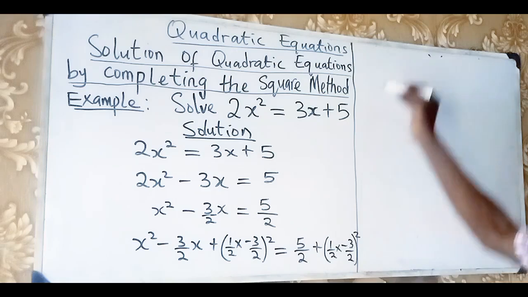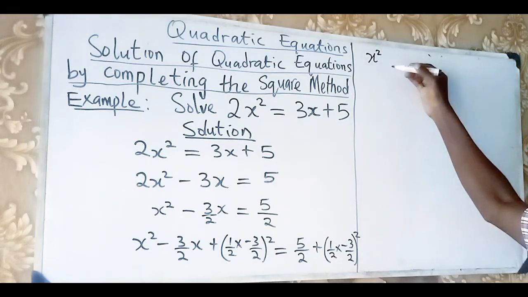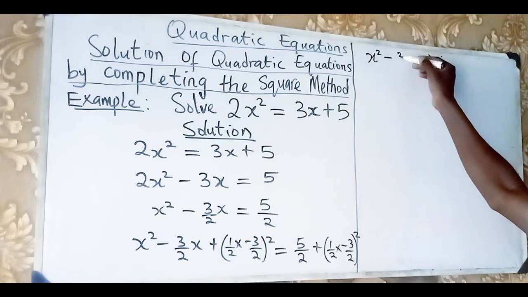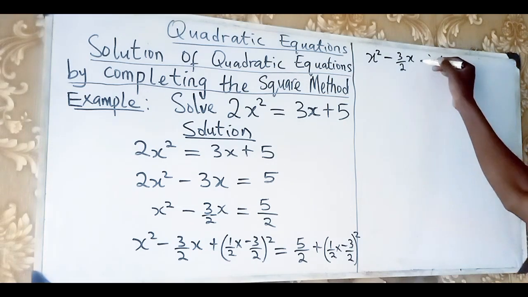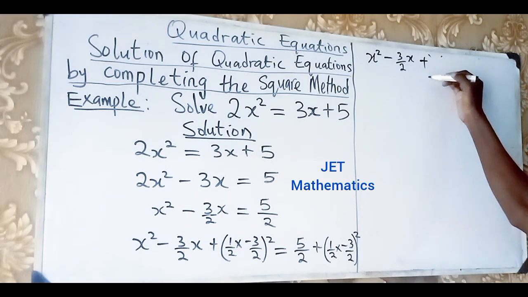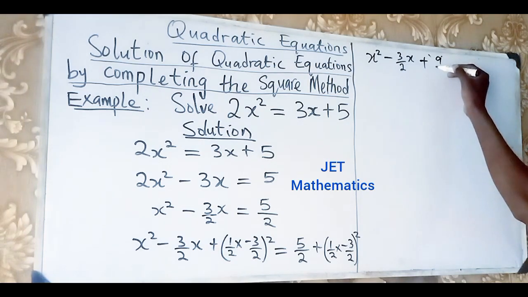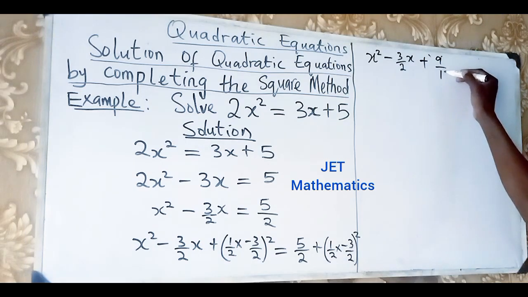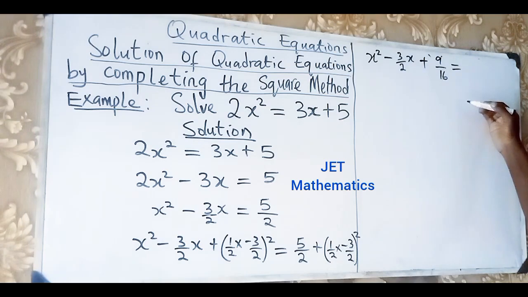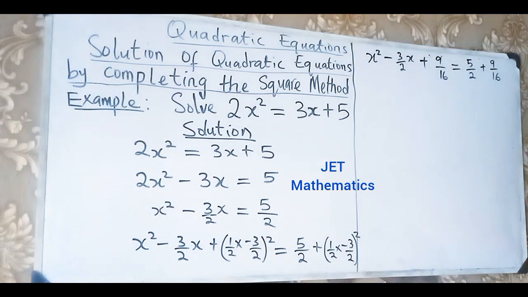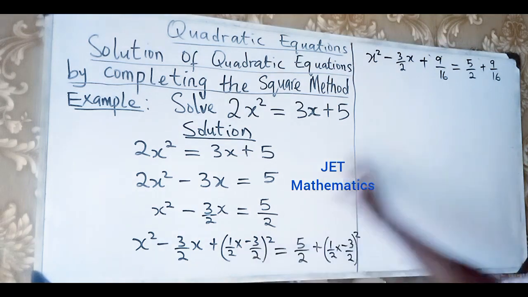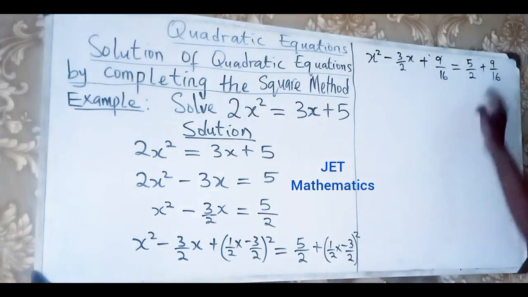So we are going to have here x squared minus 3 over 2 x plus 9 over 16 equals 5 over 2 plus 9 over 16. That's what you get when you sum here. You get this, and the same result appears here.